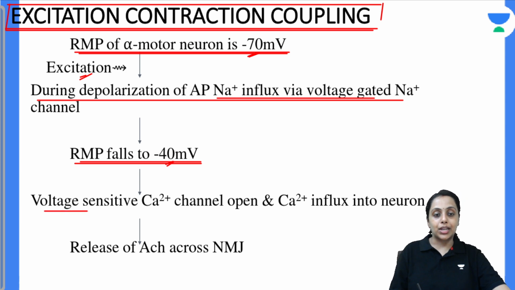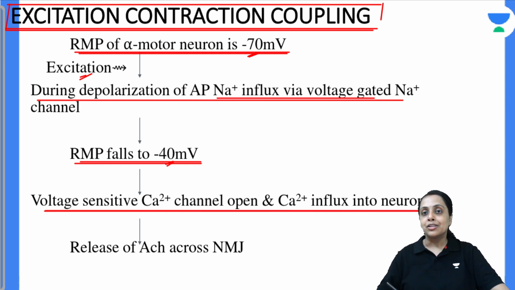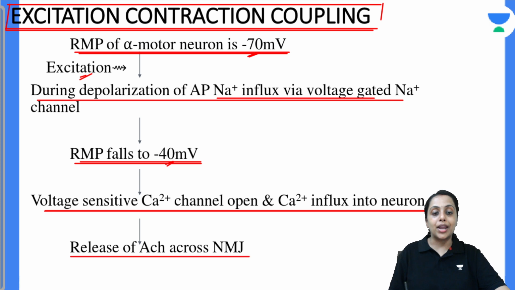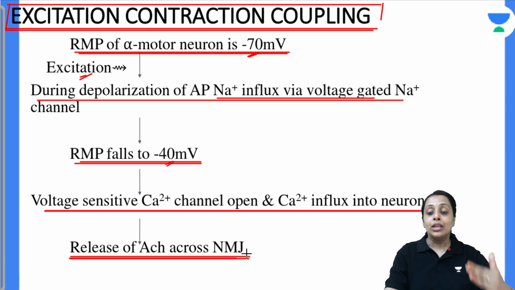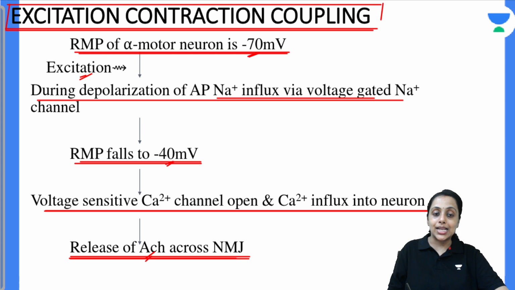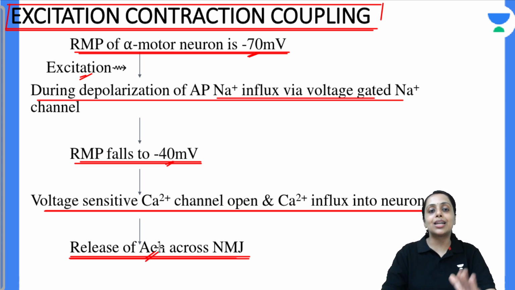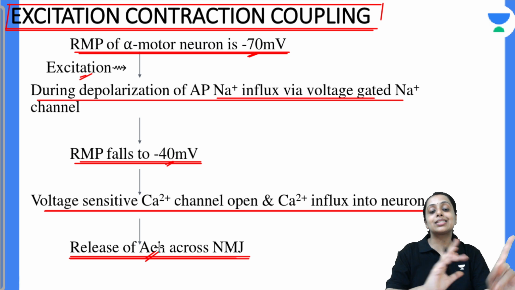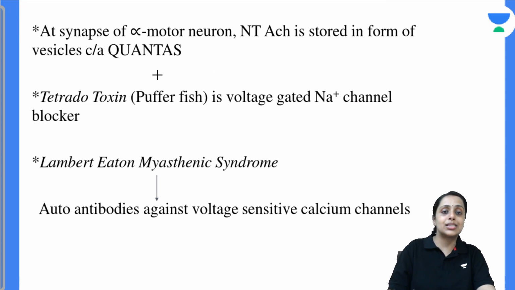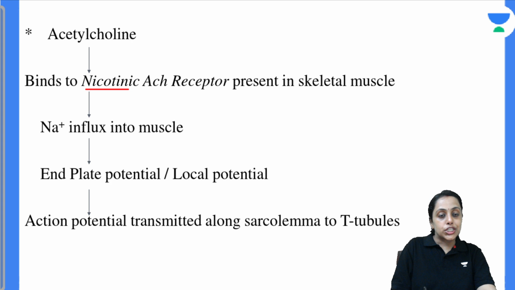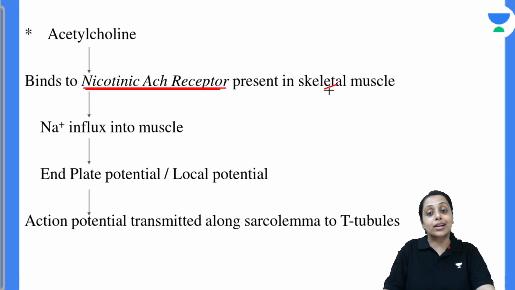And at minus 40 millivolt, what happens? Voltage-gated calcium channels open up, and that leads to calcium influx inside our neuron. So what will the calcium do? It is going to bind with the neurotransmitter vesicles inside and cause exocytosis of that neurotransmitter. So which neurotransmitter will be released? Acetylcholine will be released at the neuromuscular junction. And this acetylcholine is going to bind with the nicotinic acetylcholine receptor, which is present on our muscular end.